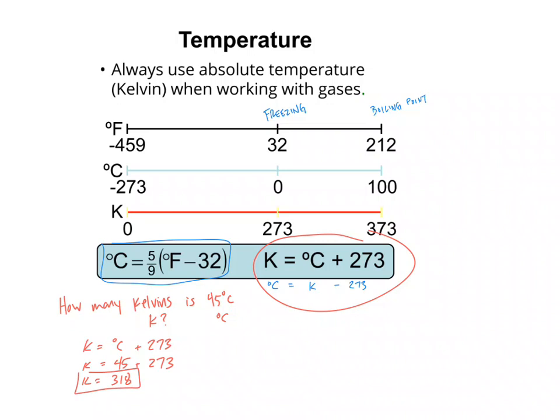What about how many kelvins is negative 25 degrees? Okay, so again, I want to solve for kelvins. I want to know how many kelvins that is. And I'm given my temperature in Celsius. So kelvins equals my temperature in Celsius plus 273. So my temperature is negative 25, and I'm going to add 273 to that. So negative 25 plus 273 gives me 248 kelvins.